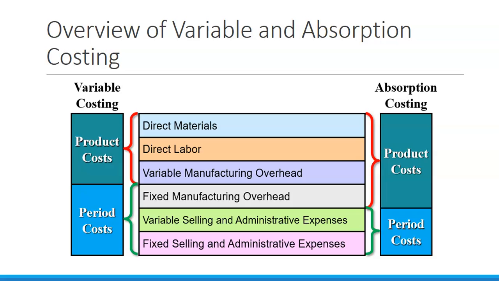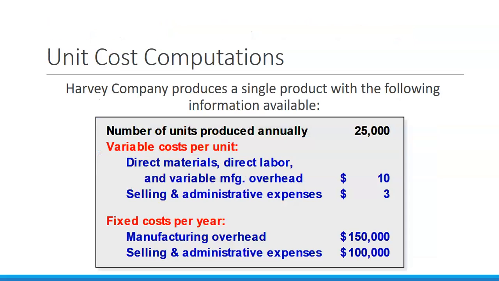Looking at absorption costing versus variable costing is done for analysis, and as we go through the analysis, we'll talk about the importance of this analysis and why we look at it in different ways. So we have this example with Harvey Company, and Harvey Company makes a single product. We have our variable cost per unit and our fixed cost per year.